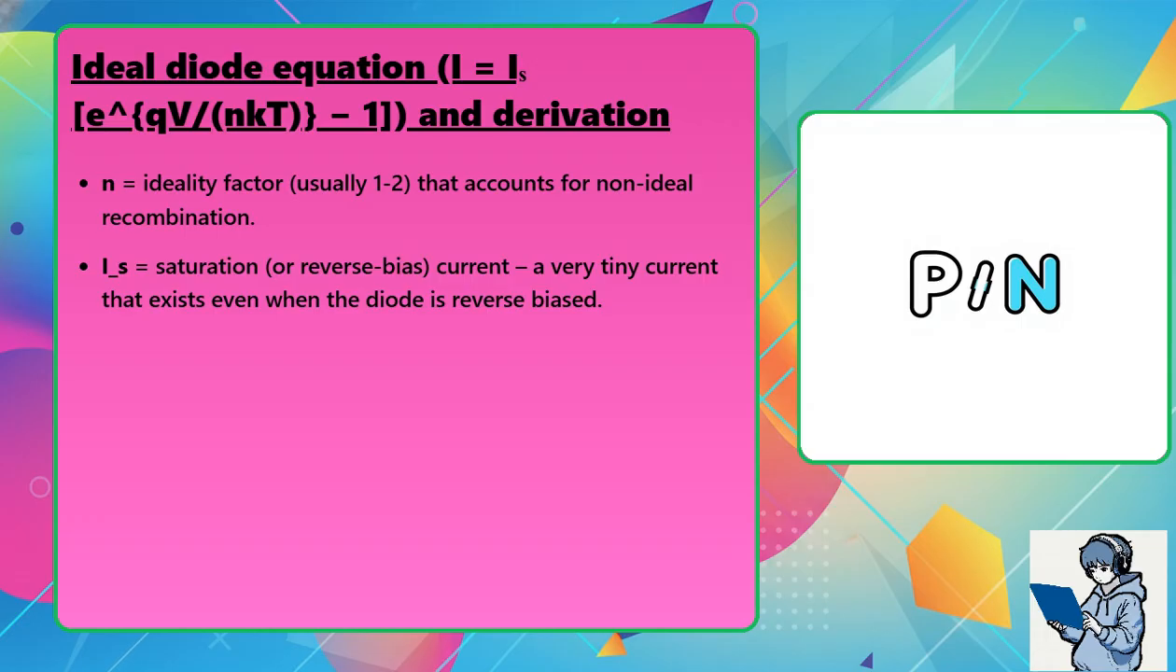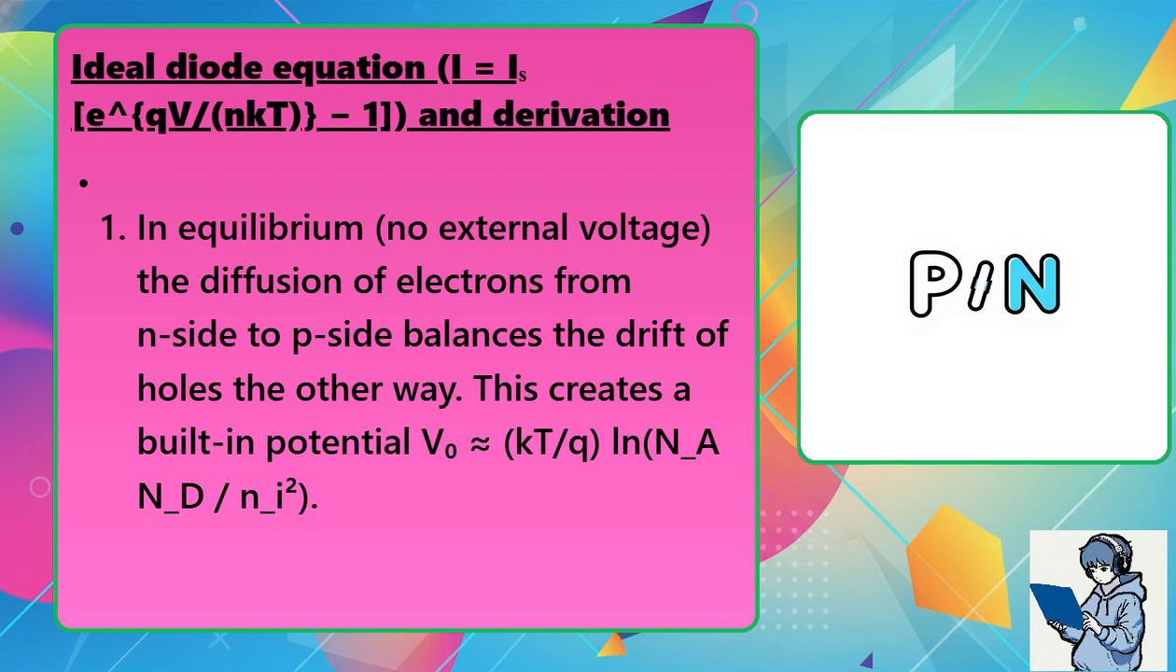reverse biased. Derivation sketch. Step 1. In equilibrium, with no external voltage, the diffusion of electrons from the N side to the P side balances the drift of holes the other way. This creates a built-in potential V0 approximately equal to (kT/q) times the natural log of (N_A N_D / n_i²).